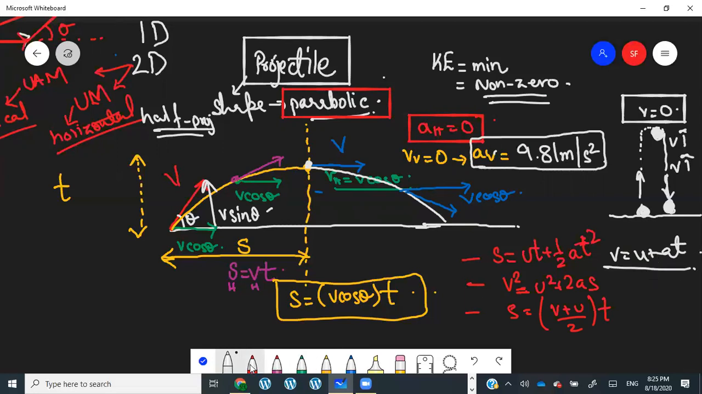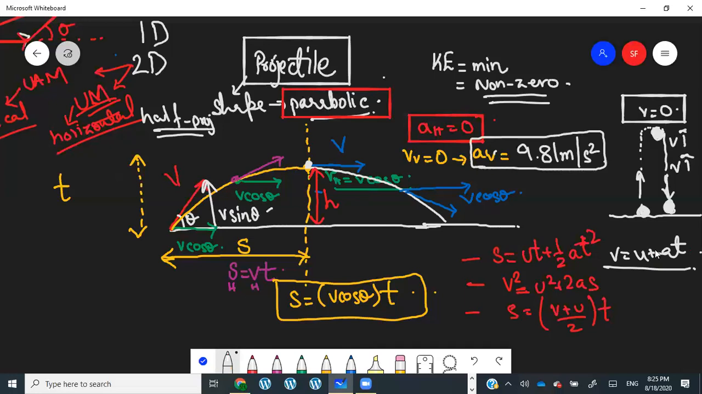Sir, all this is two-dimensional, right? Yes. So it's only going to be uniformly accelerated motion? In the vertical direction, yes. But in the horizontal direction, no. In the horizontal direction, you told me it's uniform motion. Come on, you can't forget that.